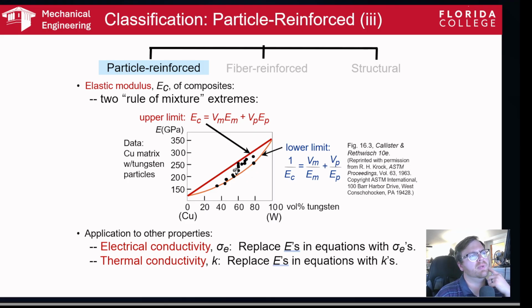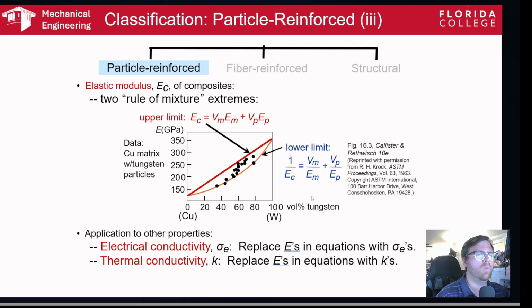So the rule of mixture basically says that if you're looking for the upper limit, you use this equation, which is Young's modulus is equal to the volume fraction of the matrix material multiplied by the Young's modulus of the matrix material, plus the volume fraction of the particle material multiplied by the Young's modulus of the particle material. And if you're looking for the lower limit, you use this equation, which is 1 over Young's modulus of the composite is equal to the volume fraction of the matrix material over the Young's modulus of the matrix material, plus the volume fraction of the particle material over the Young's modulus of the particle material.